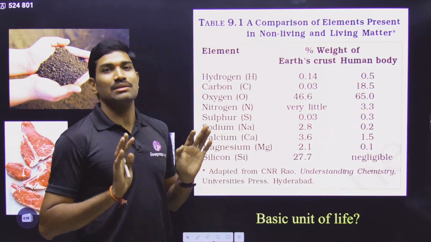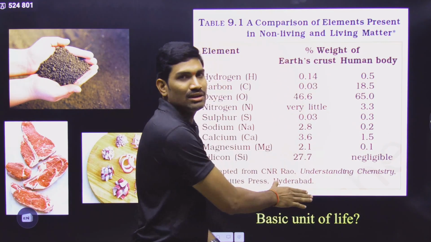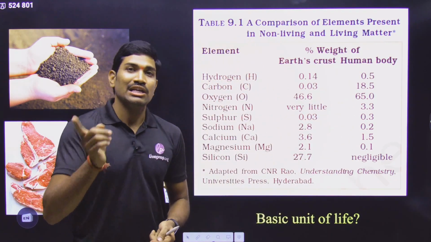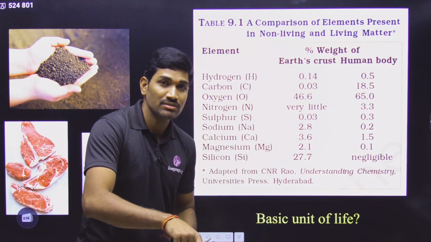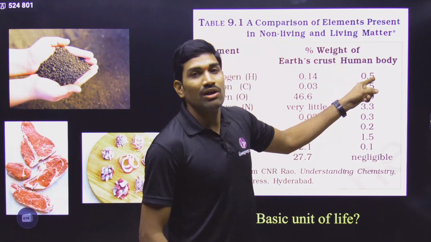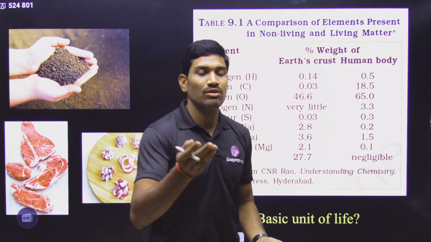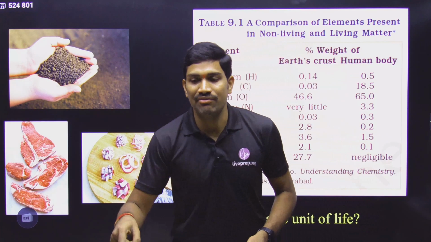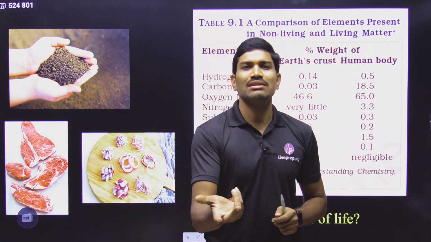Now come back to the cell chapter. In the cell chapter, what they are saying: this is non-living and this human body is living. Then what is the difference between them? Even though elements are common, still this you are calling living and this you are calling non-living. So what is the question here? What makes the difference between non-living and living? That's the question they have asked.